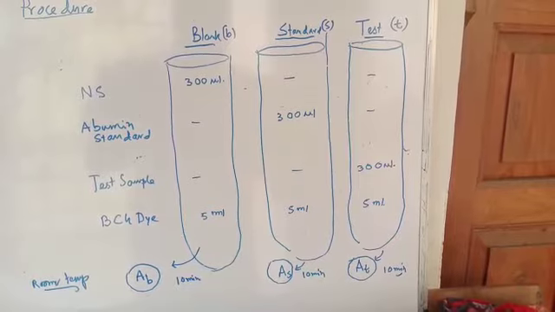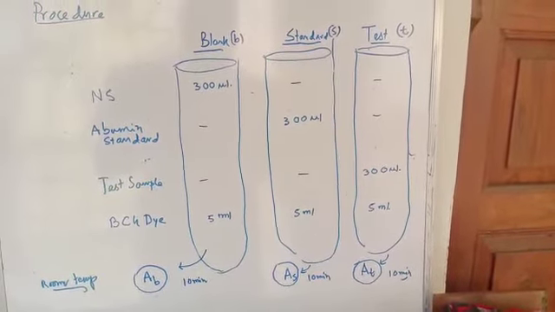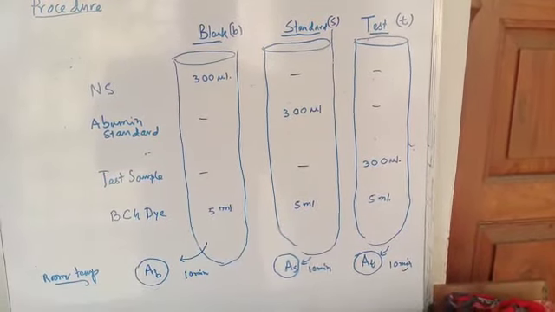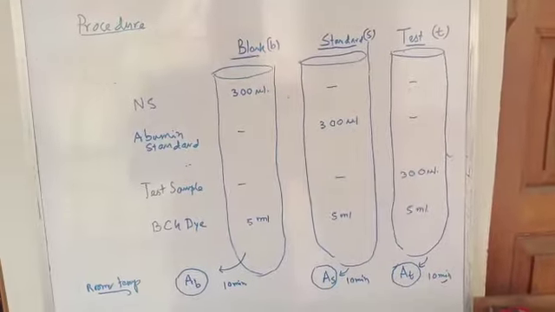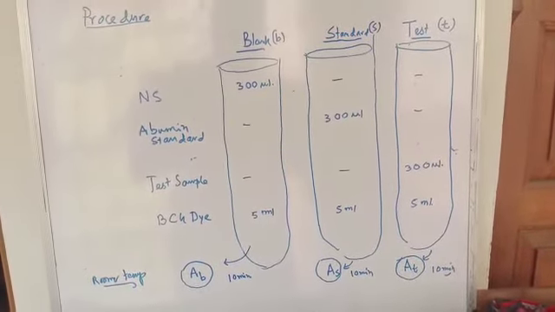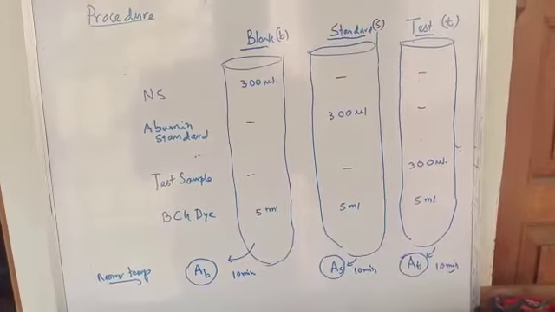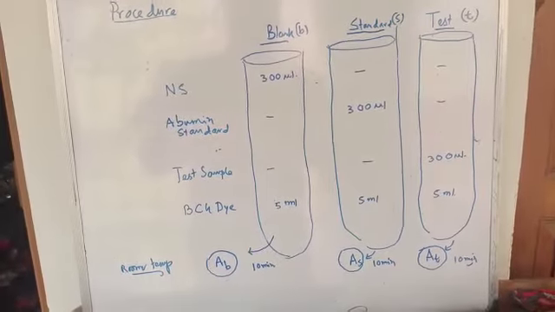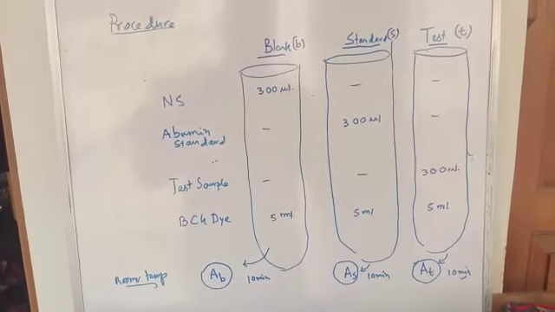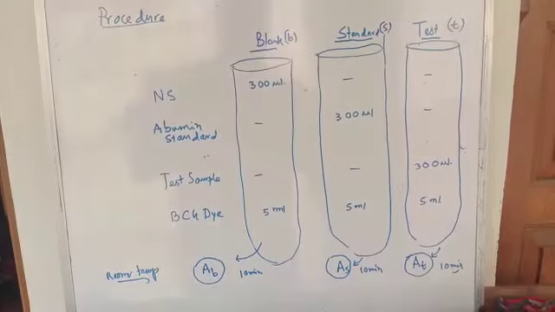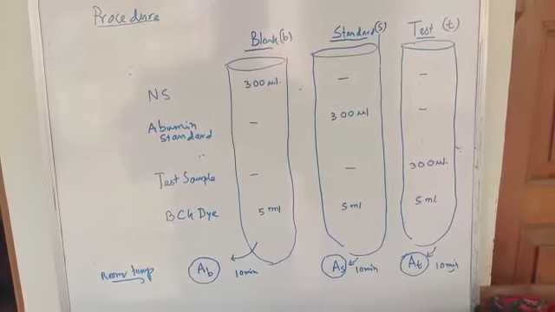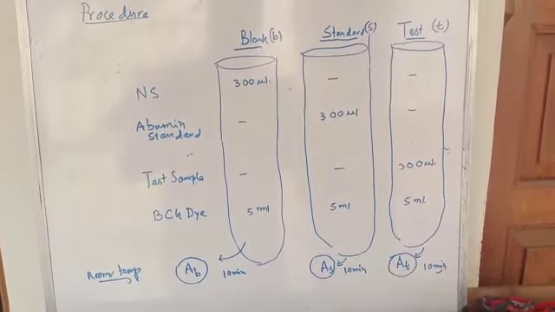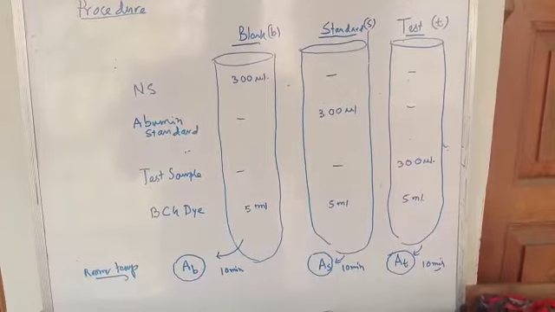We keep the test tubes for 10 minutes at room temperature, and after that we take the absorbance or optical density of each solution of the test tubes. Suppose the absorbance of the blank test tube is written as AB, the absorbance of the standard is written as AS, and the absorbance of the test or sample is written as AT.